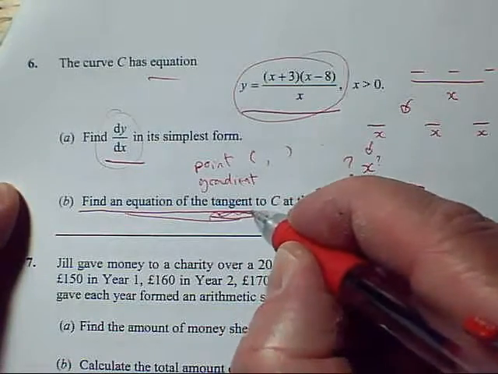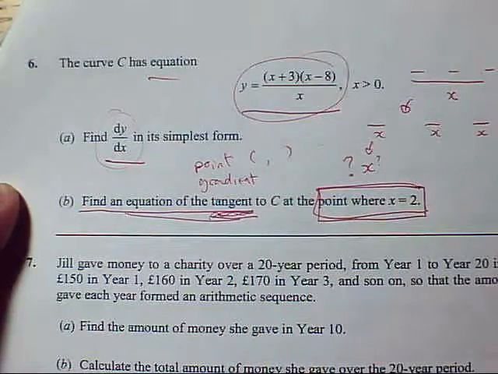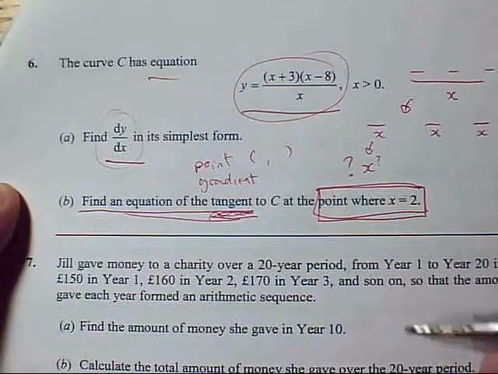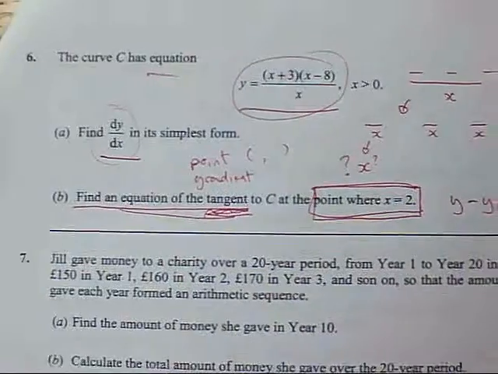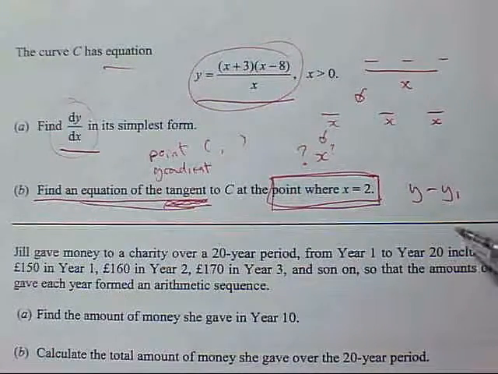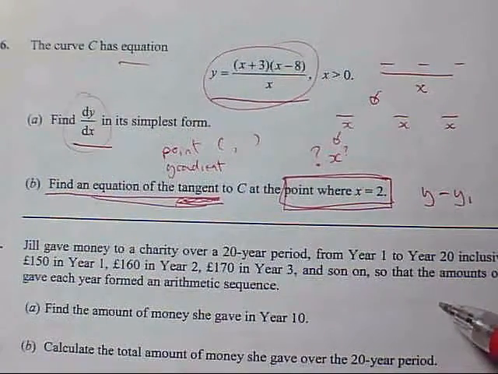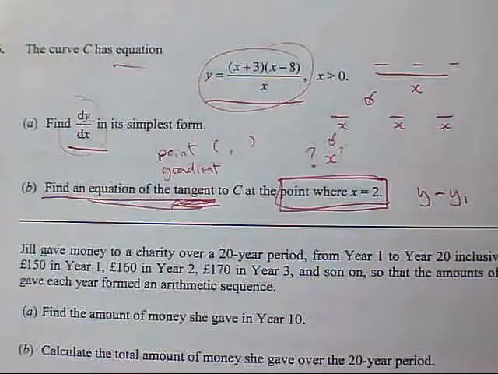Then is it a tangent or a normal? It's a tangent, so we don't need to make it perpendicular. So we can go to the y minus y1 recipe. It doesn't ask for any particular form, so you don't have to do too much tidying up, but you should leave your answer in a form that you are happy with.